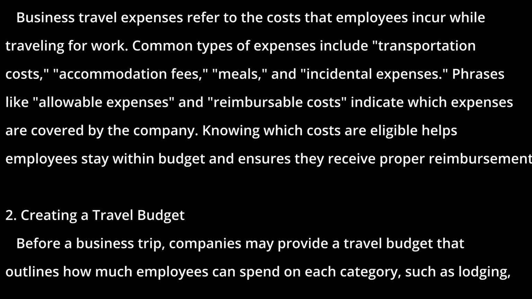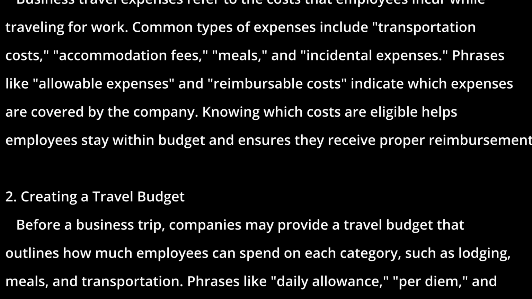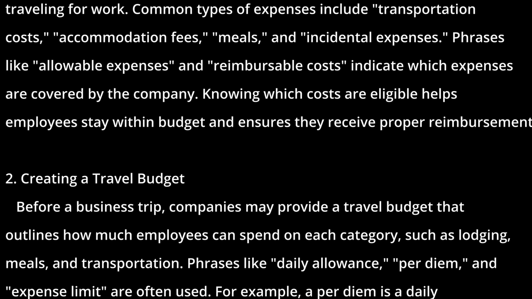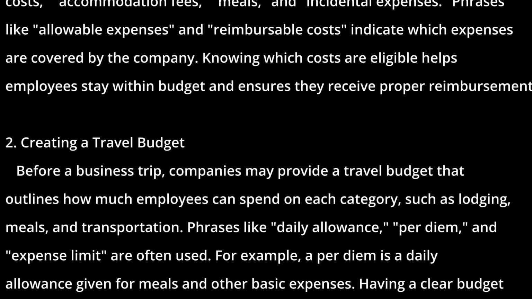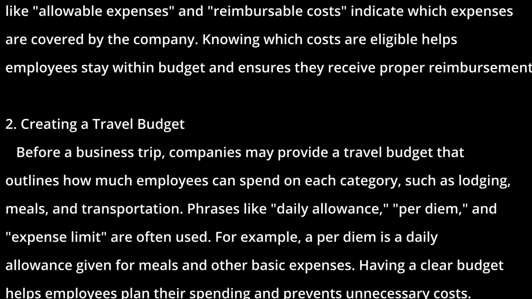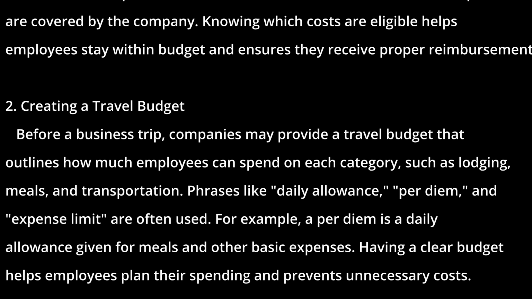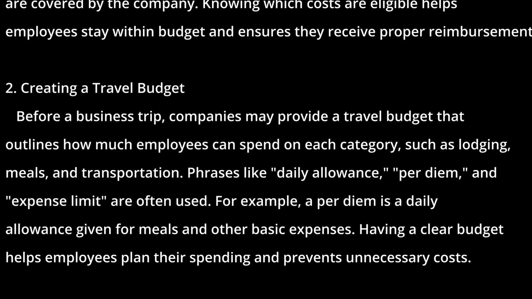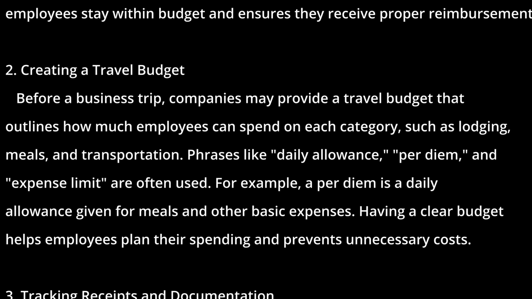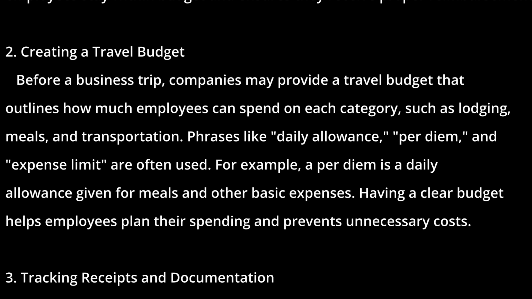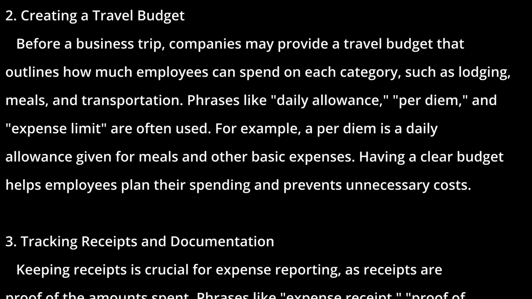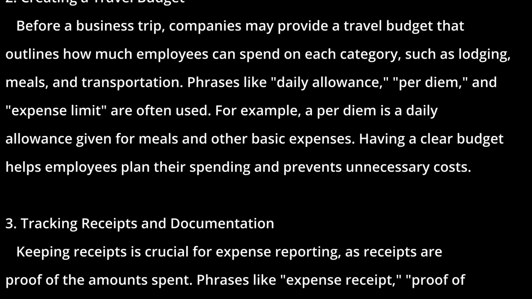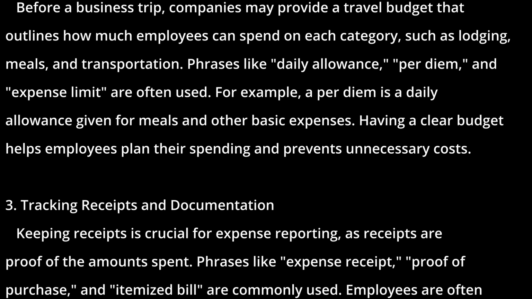2. Creating a travel budget. Before a business trip, companies may provide a travel budget that outlines how much employees can spend on each category, such as lodging, meals, and transportation. Phrases like daily allowance, per diem, and expense limit are often used. For example, a per diem is a daily allowance given for meals and other basic expenses. Having a clear budget helps employees plan their spending and prevents unnecessary costs.